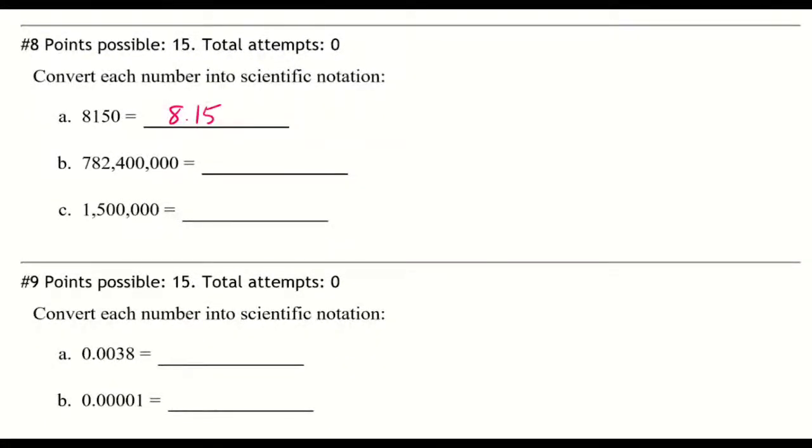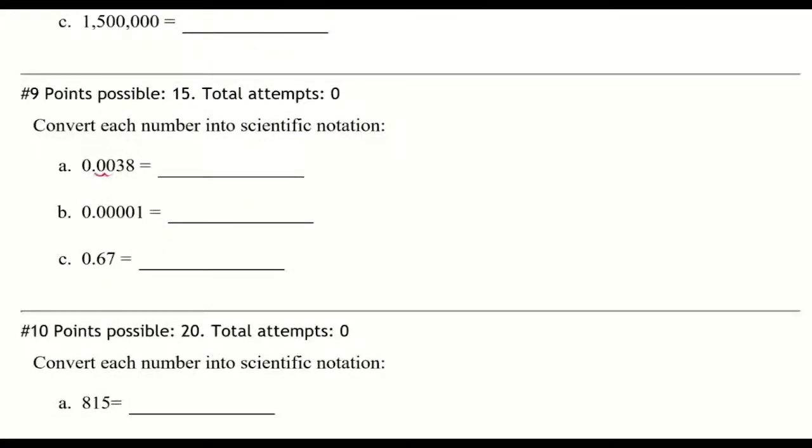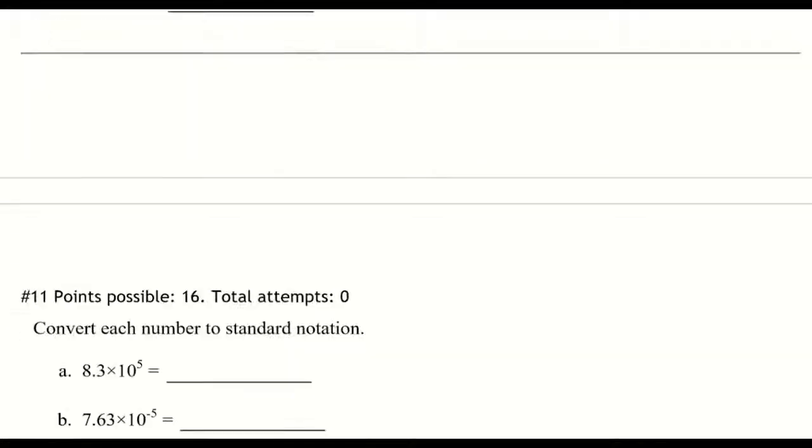Now we can use that for scientific notation. Remember, scientific notation can only have one number in front of the decimal, so 8.15, and then you count the numbers after. So here we have 3.8. There are 3 places to move the decimal, but we had to go backwards, so it's negative.